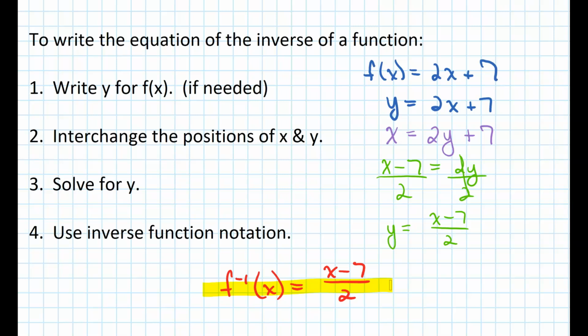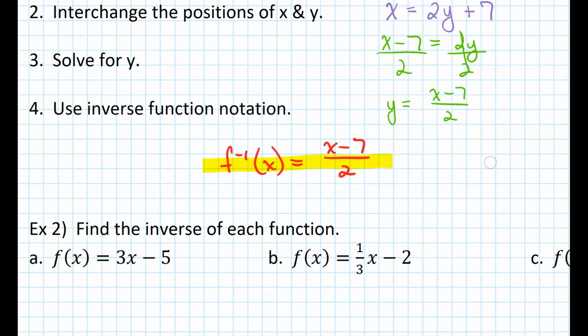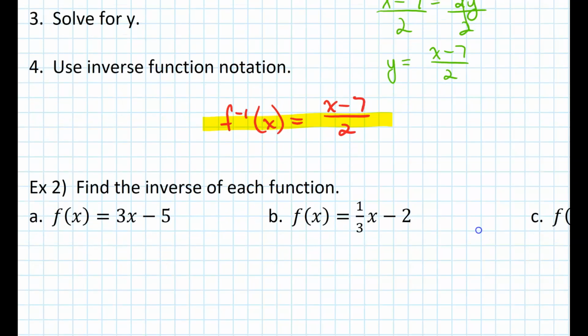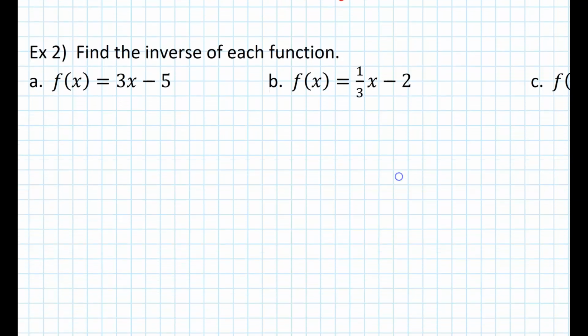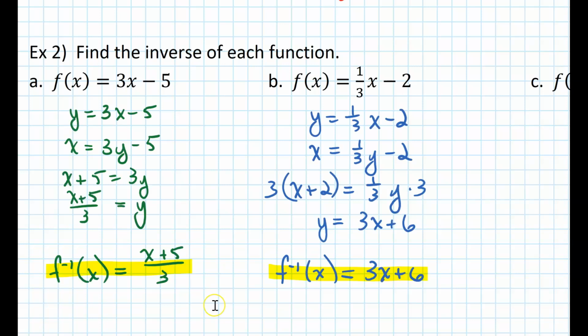Okay, any questions on that? All right, so A and B are very similar to what I just walked through, so I'm going to go ahead and let you guys work those two on your own. Okay, so there's A and B. How'd we do on those? And I know some of you separated the x plus 5 over 3 into x over 3 plus 5 over 3, and that is perfectly acceptable as well.